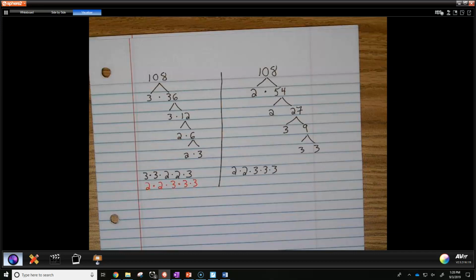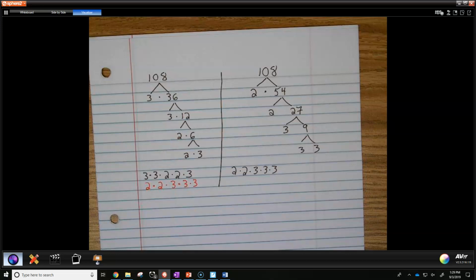A composite number means it has more than 2 factors. Now, here's our prime numbers: 2, 5, 7, 11, 13, 17, 19, 23, 29, 31, 37. Did I mess up on one? 29. It can be 1 times 26. No, 3 times 7 is 21. So, we have different prime numbers, and it goes on for a long time. The bigger the number, usually the bigger the gap in between prime numbers.